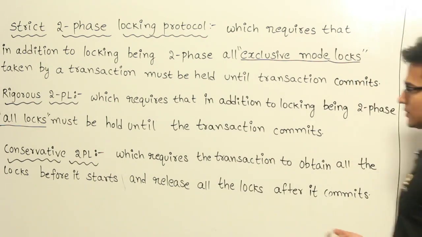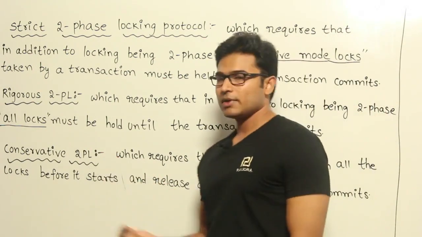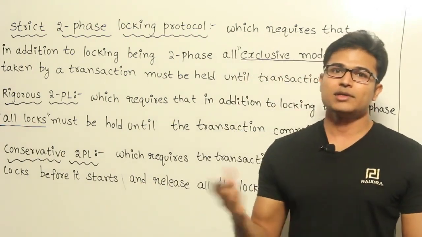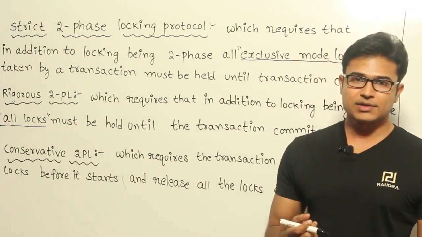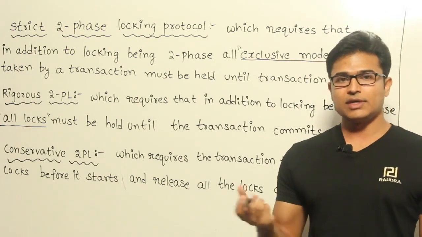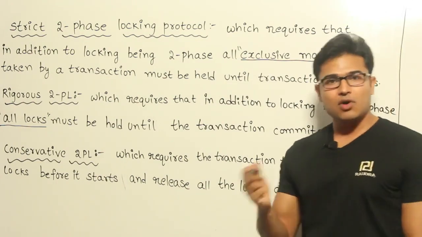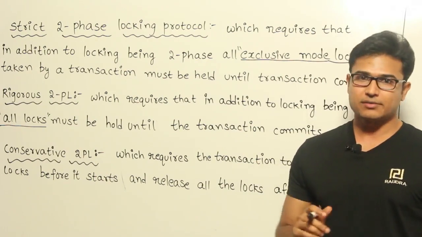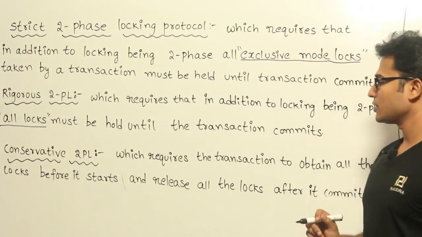Okay, next one is conservative 2PL. In conservative 2PL, what we try to do is avoid deadlocks. How do we avoid deadlocks? If a transaction needs some locks, it has to obtain all the locks, and only then should it start, right? So I'll explain what is happening.